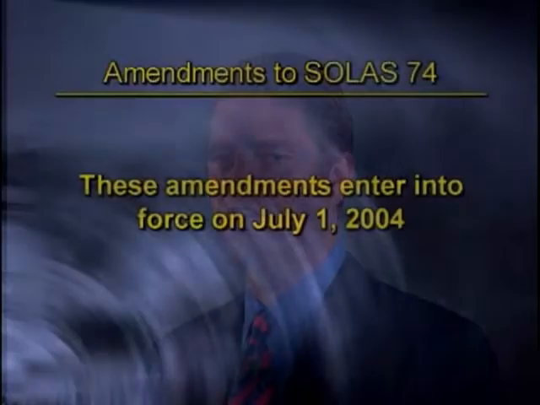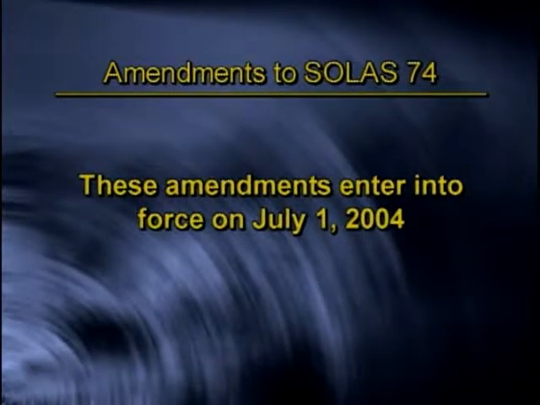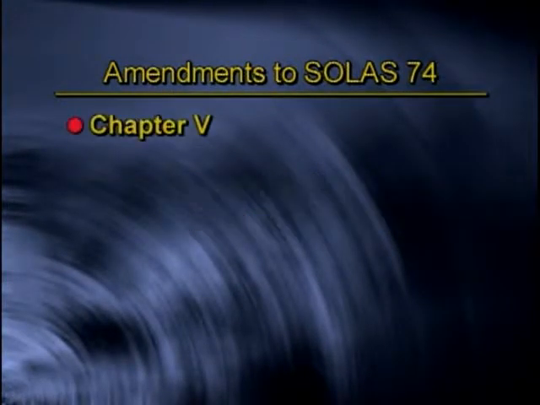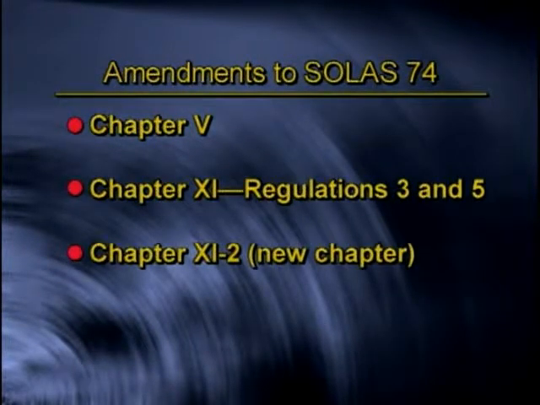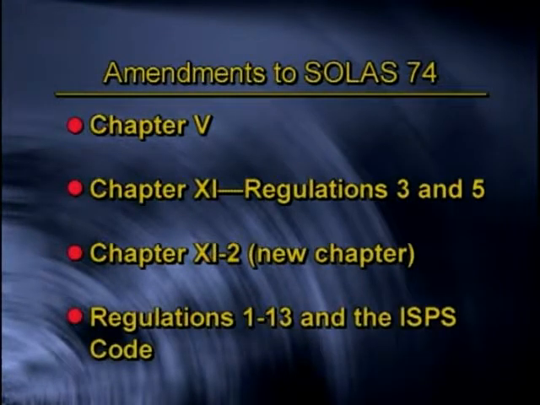The following lists the sections to which the amendments were made. These amendments enter into force on July 1, 2004. Chapter 5, Chapter 11, Regulations 3 and 5, Chapters 11-2, which is a new chapter, Regulations 1 through 13, and of course the ISPS code itself.